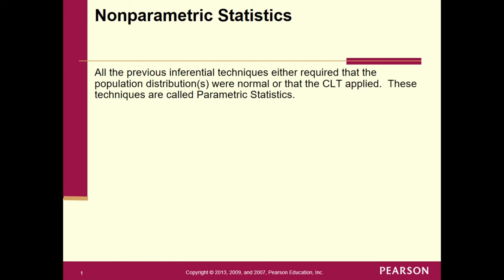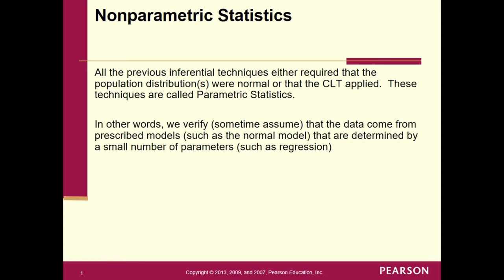So all the previous inferential techniques either required that the population distribution or distributions were normal, or that the CLT applied. These techniques are called parametric statistics, so all the inferential stats that we ran so far were parametric. In other words, we verified, sometimes assumed, that the data come from a pre-described model, such as the normal model. Remember for the t-test we said either x has to be normal or n has to be greater than or equal to 30 for the central limit theorem to apply, right? So we verified that the data come from a pre-described model that is determined by a small number of parameters, such as regression.